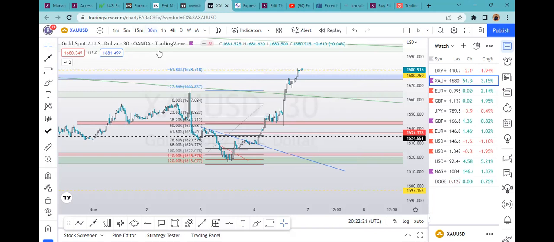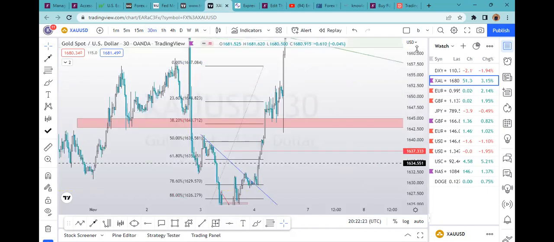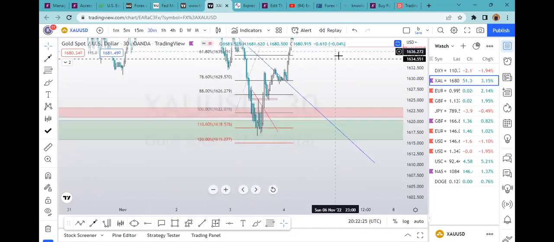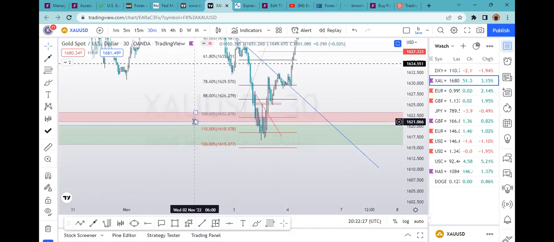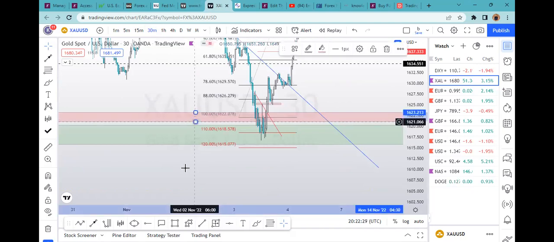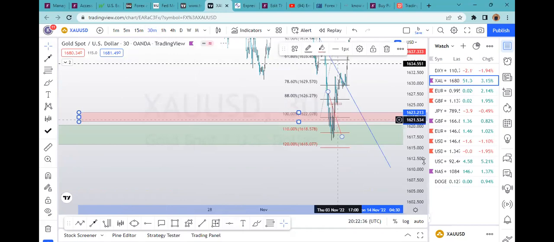And then my final call was that if it got to my 30-minute zone here, this is an order block that I drew on 30 minutes, if I look way back, right? If we got there, I was going to start looking for a buy.